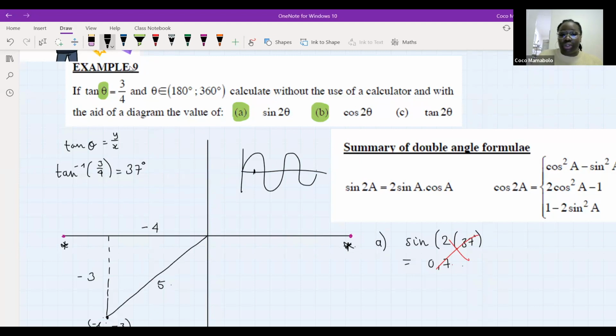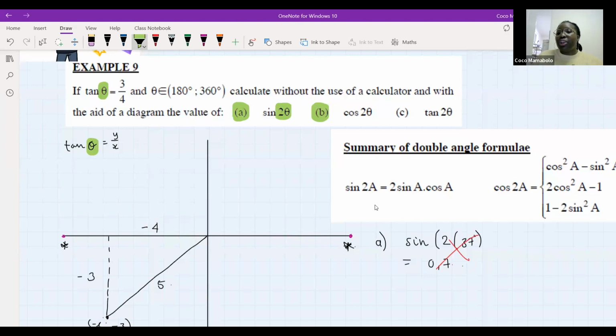So that value that you thought you were going to get on your calculator isn't even correct to begin with. All right, so we can't actually put it in here like that. What we need to do is find a connection between the thing that they've given us, which is theta, and 2 theta. And we know that the connection between theta and 2 theta is our double angles. So as soon as we see that there's a difference in our theta and our 2 theta, our minds need to automatically go to double angles, right?